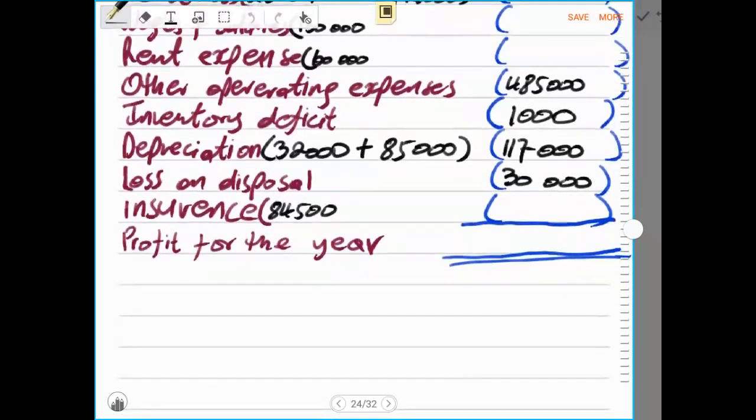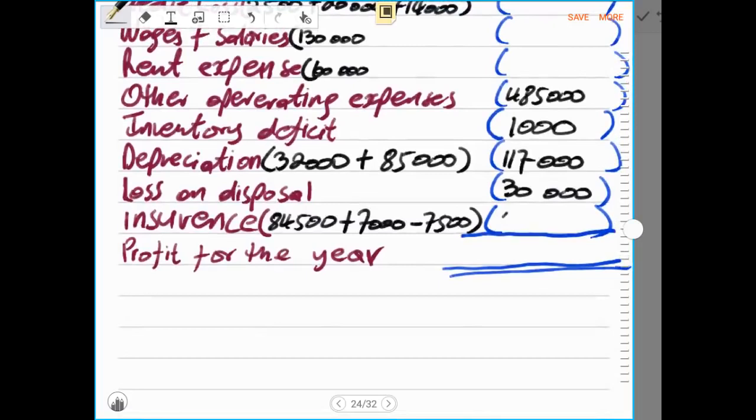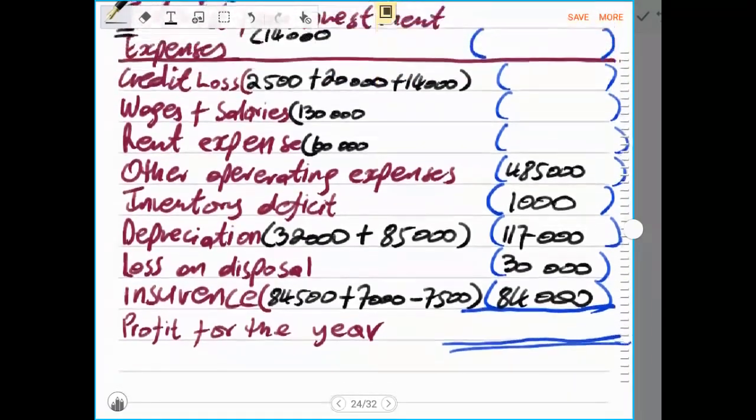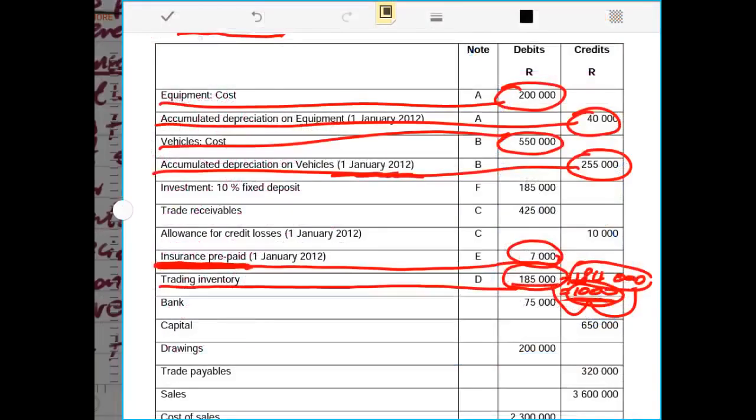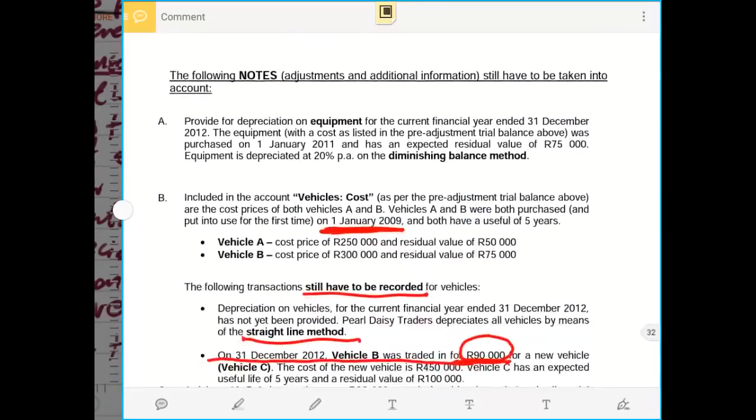If you want, you can say, okay, reversal of an expense from last year is a plus, reversal of the prepaid expense, and prepaid expense at the end of the current year is 7,500. So now you say plus the prepaid of last year, and you say minus prepaid at the end of the current year. That will give us the same 84,000 rands as it appears in the ledger account. So now we have captured almost all the adjustments that were required of us in this question paper.